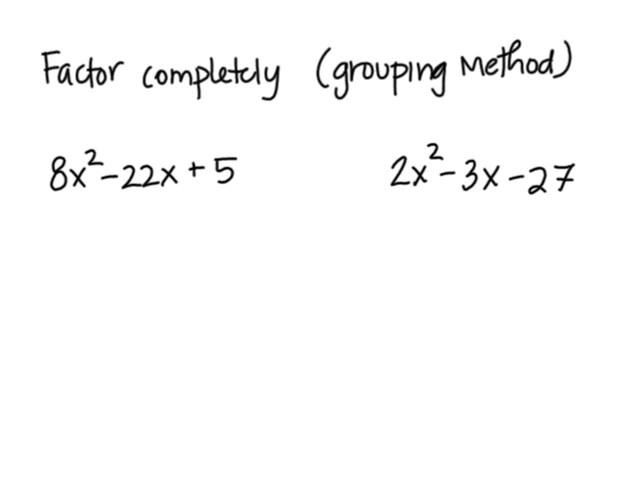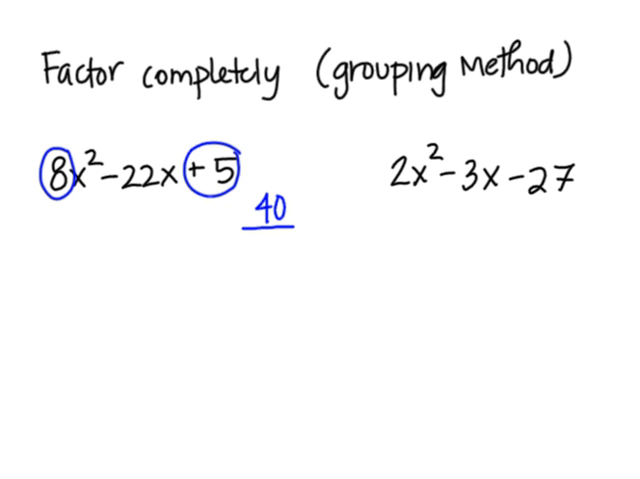So I'm asking you here to factor completely, and I'm asking you to factor by the grouping method. So my problem is 8x squared minus 22x plus 5. Grouping works like this. You're going to take your leading coefficient, which is 8, and your constant on the back, which is 5, and you're going to say 8 times 5 is 40.